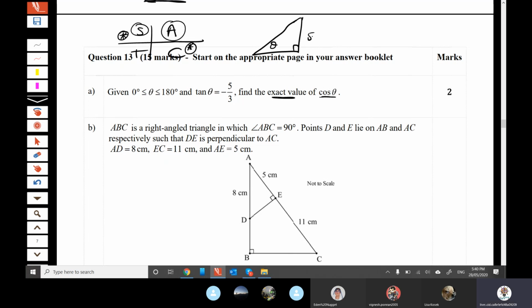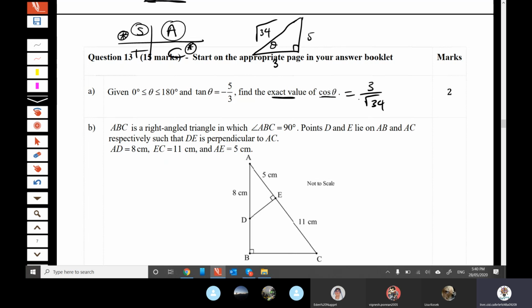Theta, opposite over adjacent, and then the square root of 25 plus 9. 25 plus 9 is 34. Thank you. And then obviously you can work out cos theta. That's easy now. Adjacent over hypotenuse. Done. Full marks. But, sorry, not full marks.